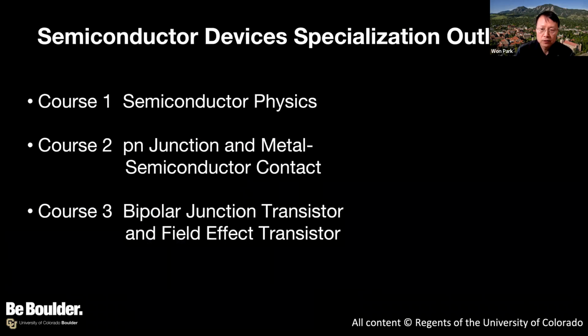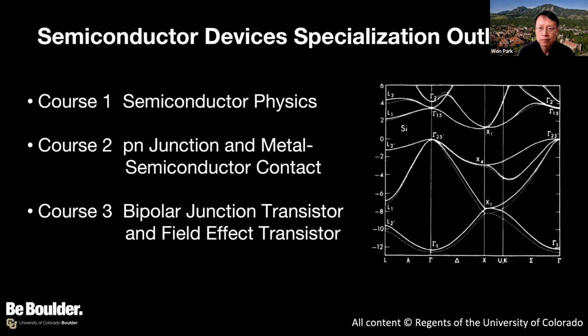The specialization consists of 3 courses: semiconductor physics, p-n junction and metal semiconductor contact, and bipolar junction transistor and field effect transistor. In course 1, we introduce the quantum theory of solids and use it to describe the electrical and photonic properties of semiconductor materials. You will see that it is the quantum theory that unlocked the potential of semiconductors.